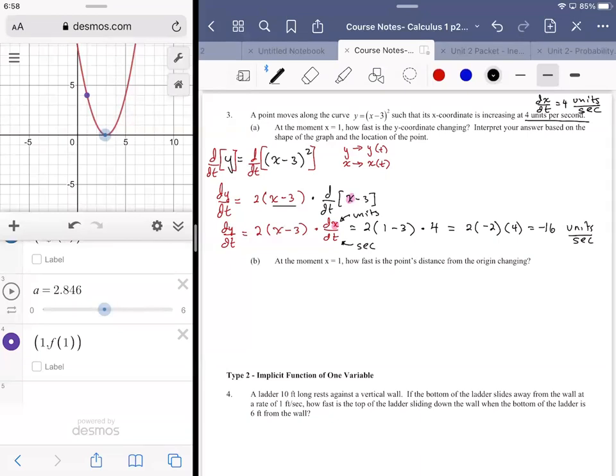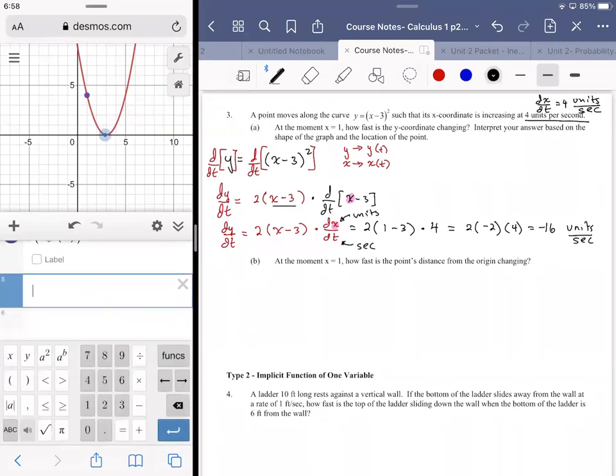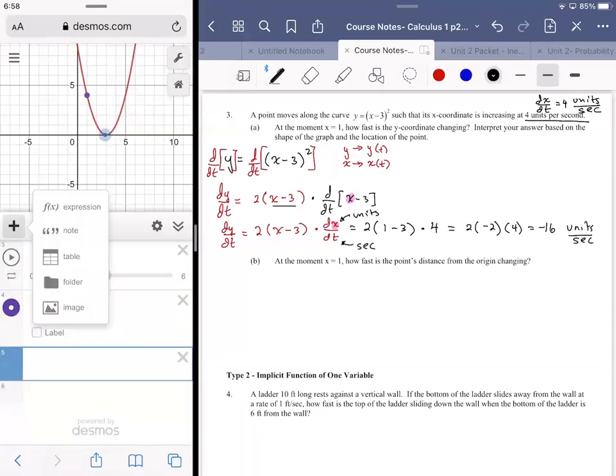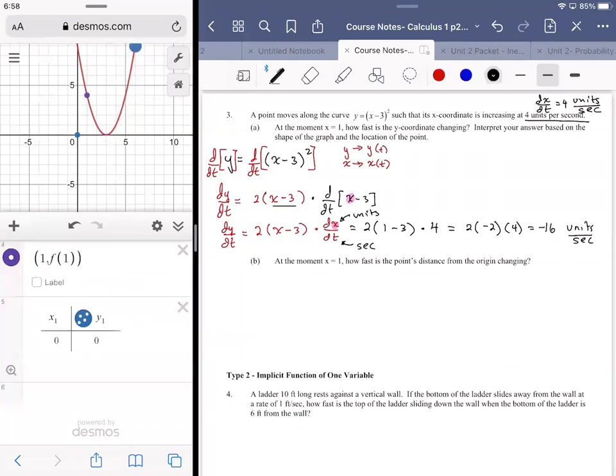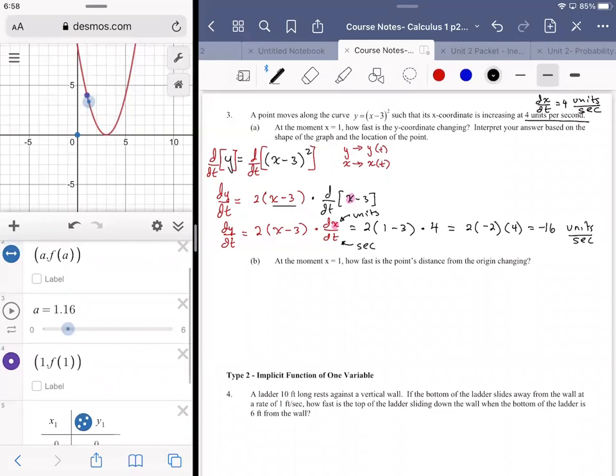Regardless, if you want to create a line segment, I think the easiest way to do that is to create a table of values in Desmos, connecting the 2 points that you're interested in. So hit the little plus sign, select table. We want to connect it to the origin, 0, 0. So that's 1 point. The other point is the moving point. That's this one. I define that here as a comma f of a.